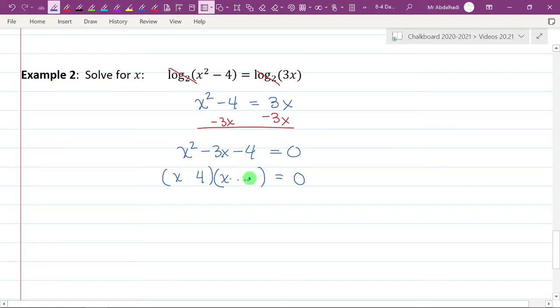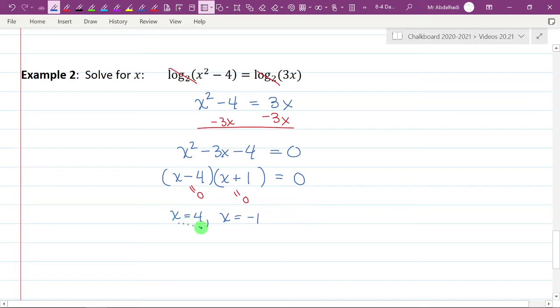Well, let's try 4 and 1. 1 times 4 is 4, and 4 minus 1 is 3. And for this to work, the 4 would have to be the negative, and the 1 would have to be positive. And let's test it. -4 times 1 is -4. -4 plus 1 is -3. Yep, looks good. So we have a factor times a factor equals 0. So by the zero product rule, we get x equals +4 and x equals -1.